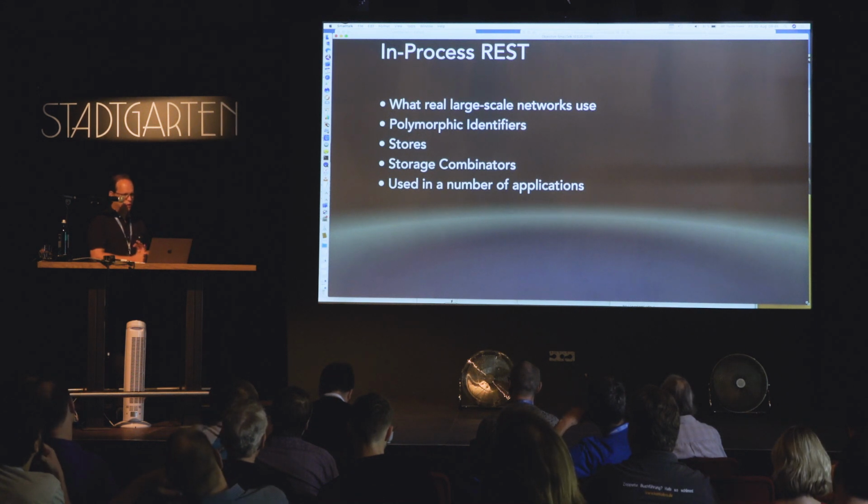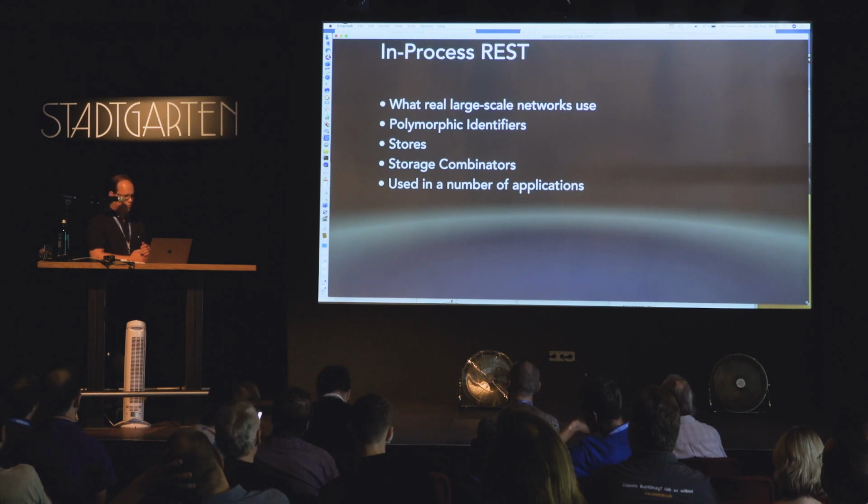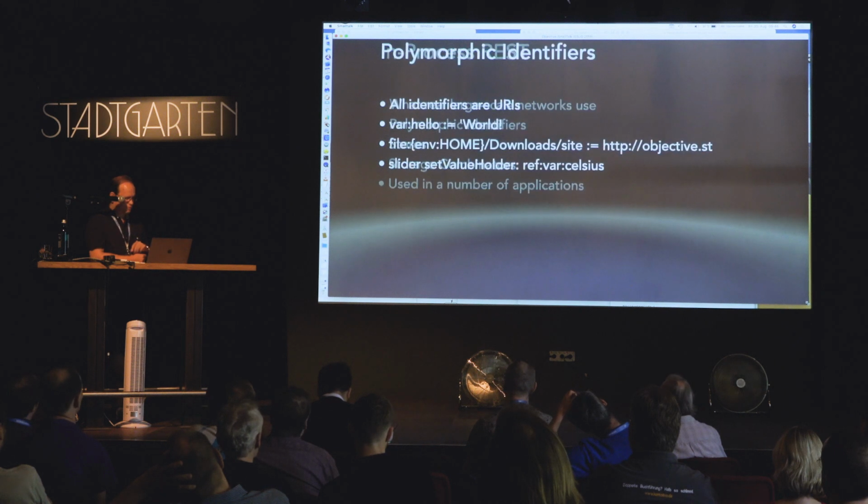And it turns out that, well, nowadays we do have large-scale computer networks, and they don't actually use objects and messages, at least at the conceptual level. I mean, implementation obviously underneath, and they use REST, and there's reasons that they do. And there's reasons Corba, the internet, the World Wide Web does not run on Corba. And to get in-process REST, we have a couple of components that I'm going to talk about: polymorphic identifiers, stores, storage combinators, and all this is used in a bunch of applications, so it's been tried out.